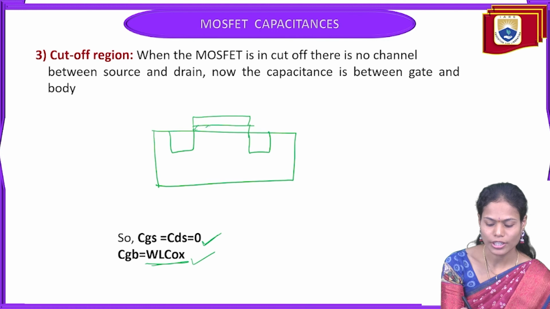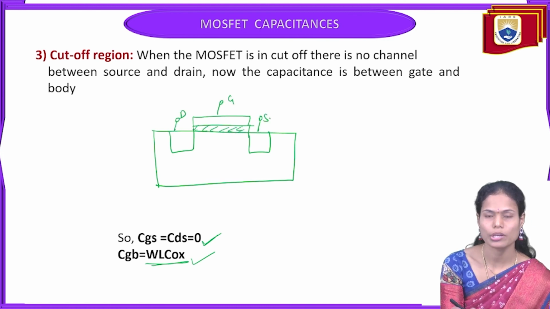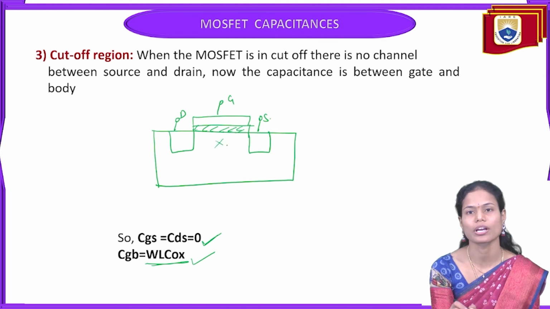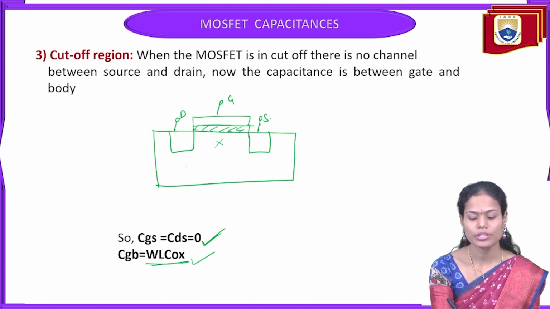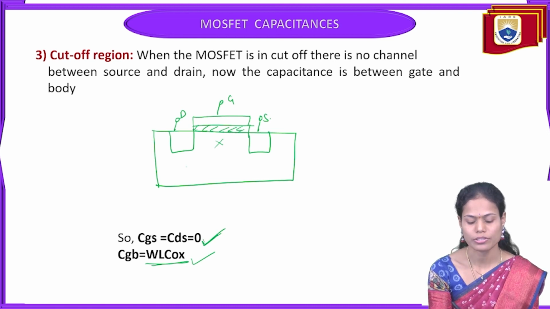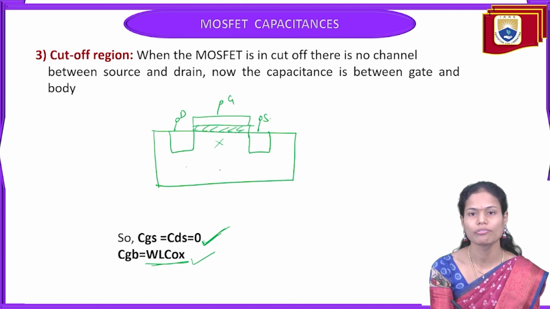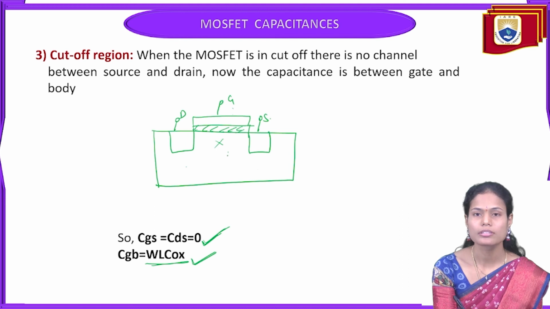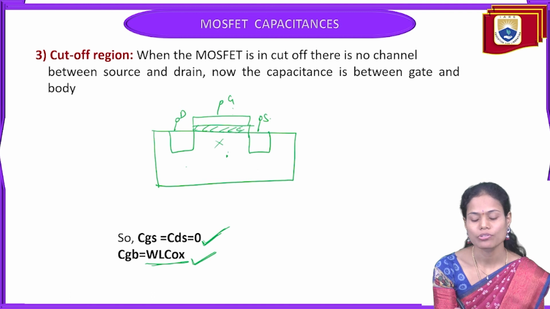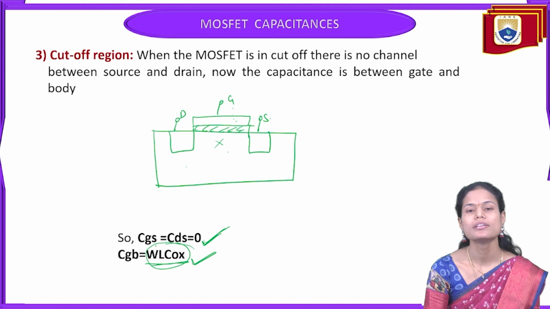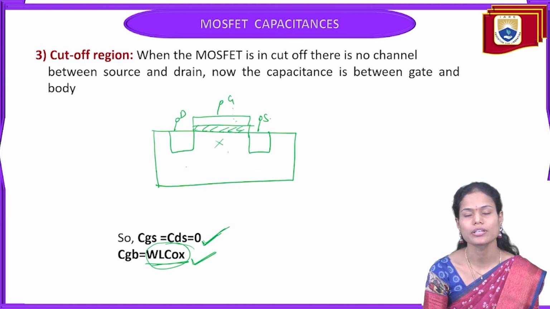We are having all the terminals, that is drain, gate and source terminals, but there is no existence of the channel here. Because of that reason only we are not getting drain to substrate and source to substrate capacitances. But between gate and substrate the capacitance is always present. Why? Because these two materials act like two parallel plates of a capacitor here. Because of that reason it is giving W L COX amount of capacitance in the cutoff region.